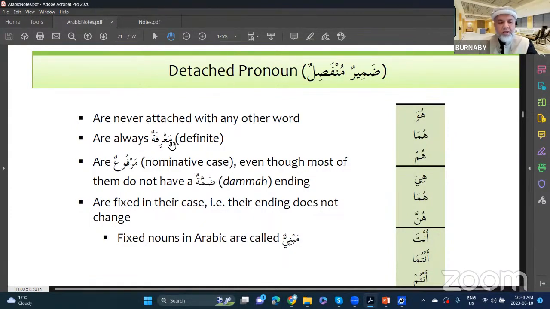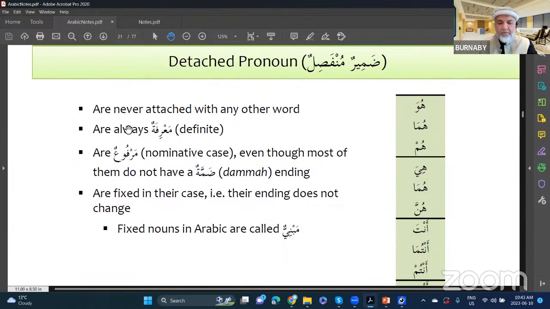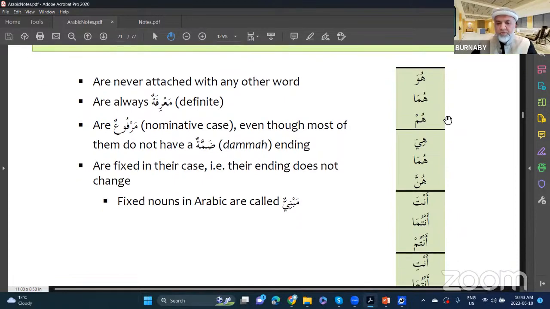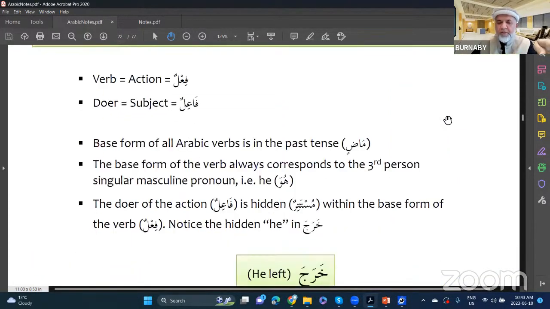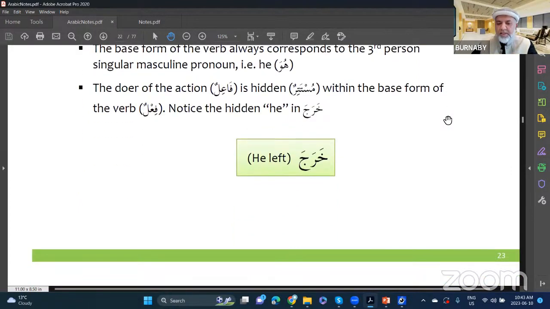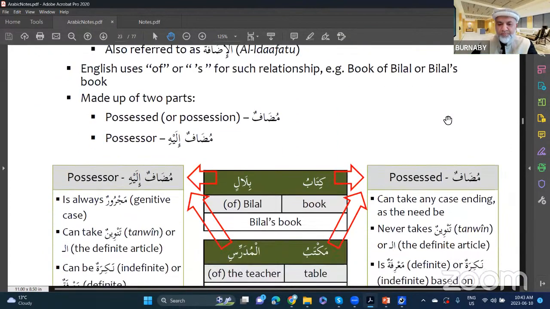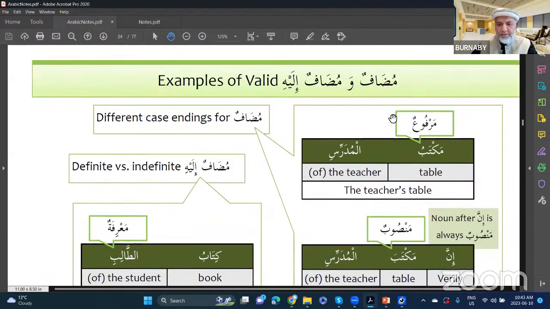So these are definite. And why are they definite? Because we know that they are proper nouns. So I'm not going to focus too much on them because our purpose of understanding was the other noun. So let me quickly get to where I want to get.